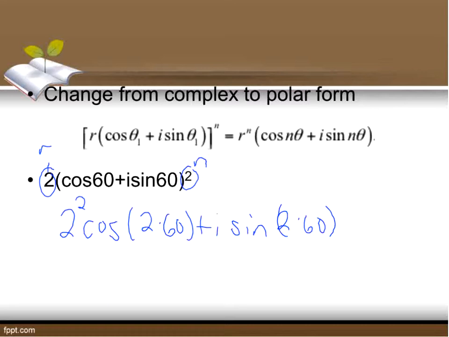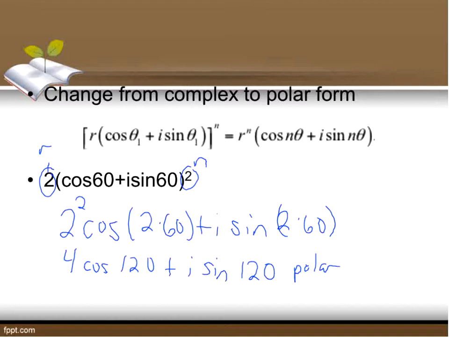So let's take a peek at what I did. And Dakota, you're absolutely right. You typed it in perfectly, but just in case anybody has a question, you take your r, you put it out in front, you take your n, you make it an exponent, and then in our problem, your n has to go in front of your theta. So since my n was a 2, I have to put my 2 in front of each of my thetas. So here I would get 4 cosine 120 plus i sine 120. And at this stage, it's considered polar. This is your polar form.